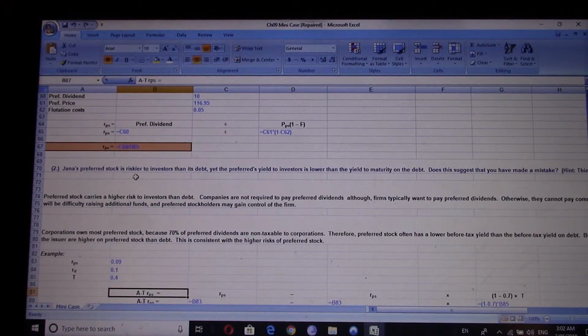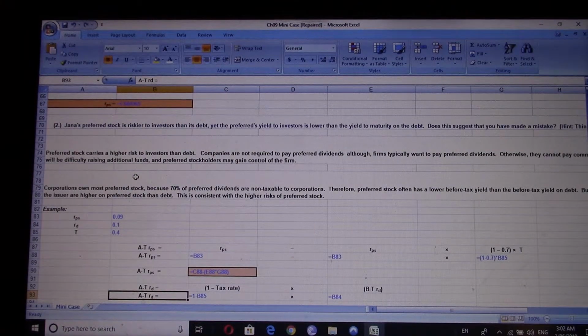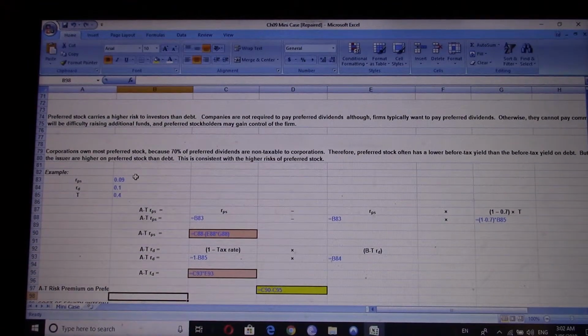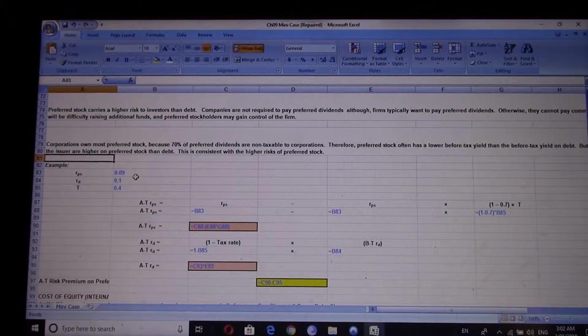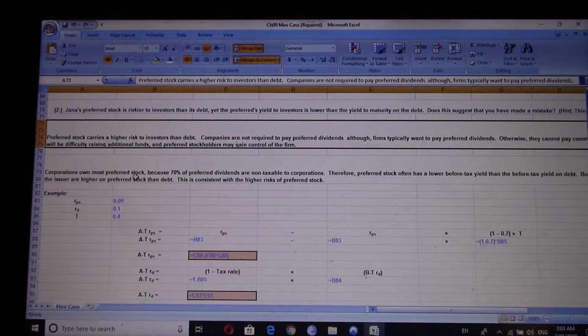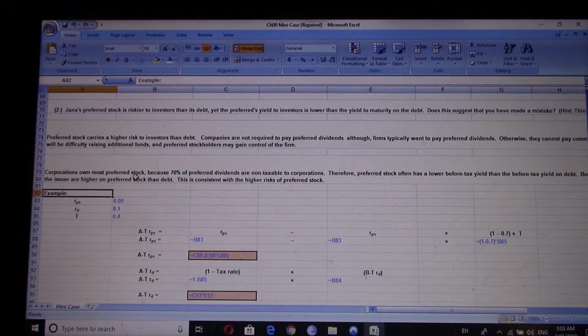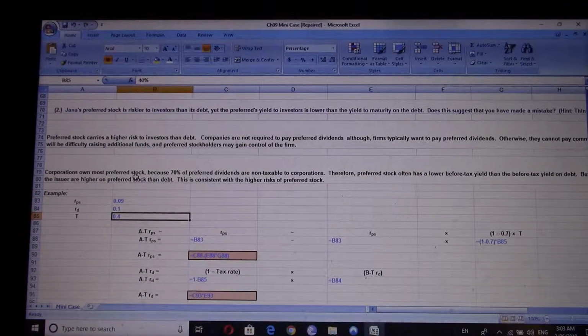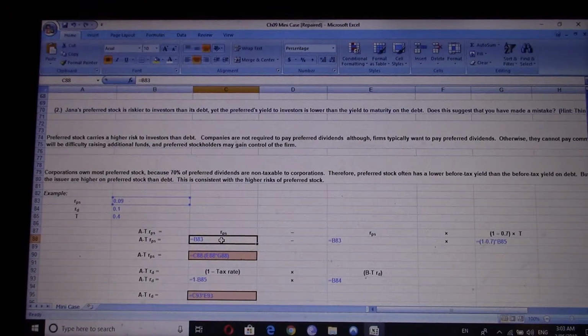Okay, so the second question. The information is here, so you just need to consider that this is debt.